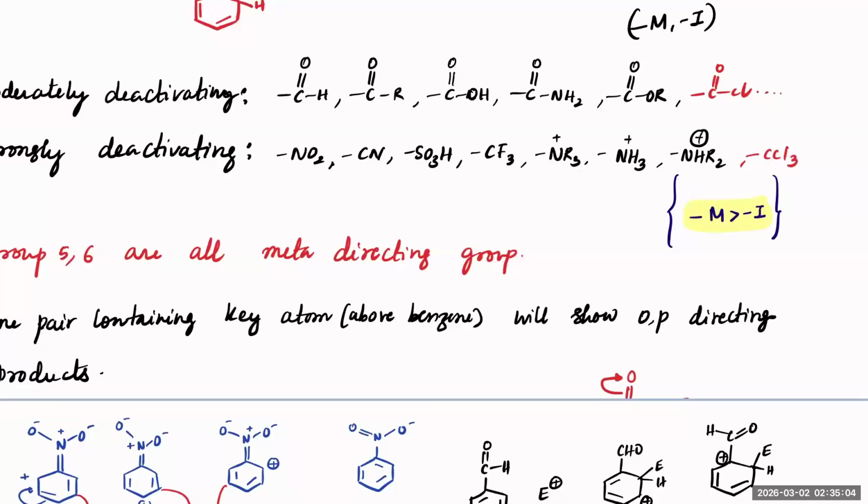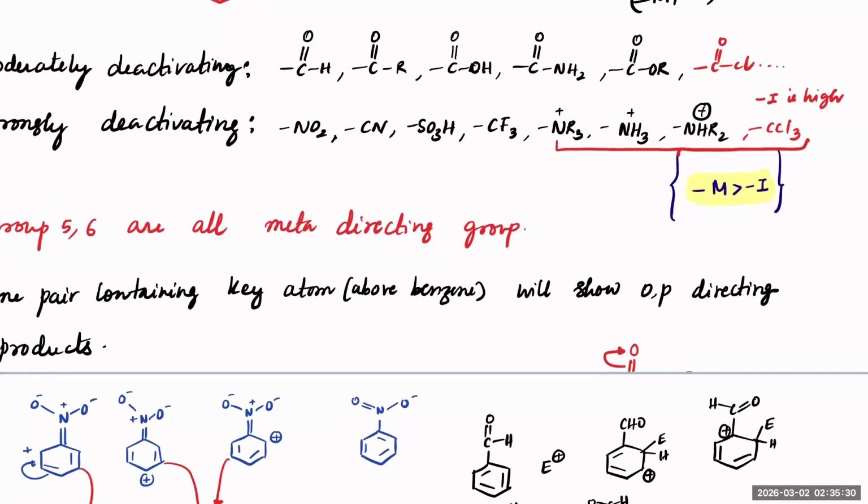Let me correct this part here. These last cases will have an extremely high minus I effect compared to any of the other effects, because they do not show any plus M effect. They do not have any lone pair on them. So neither will they show a minus M effect, but their minus I is high, and that's the reason why they would be more effective. While in these three cases, you will have minus M being greater than minus I. They all have a high amount of minus I effect here. Correct? So I'll remove this part.